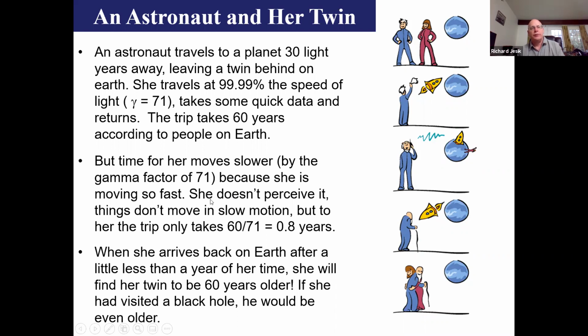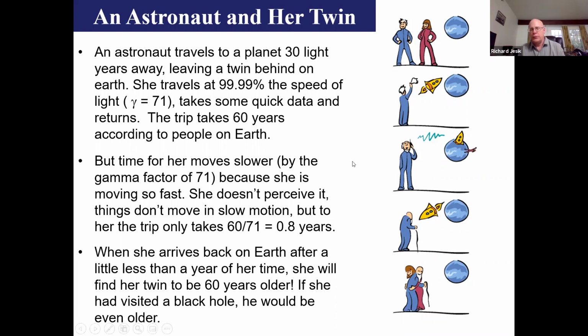But not to her, right? Her time gets dilated. Her clock moves slower by a factor of 71. So we just take however long it took on Earth and divide by 71, 0.8 years. So she thinks she's gone about a year. When she comes back, her twin brother is 60 years older.